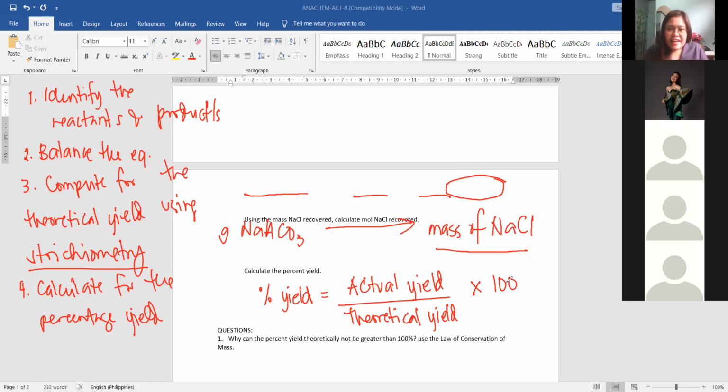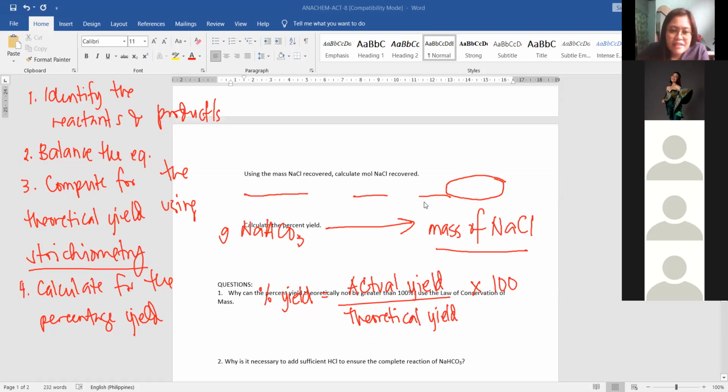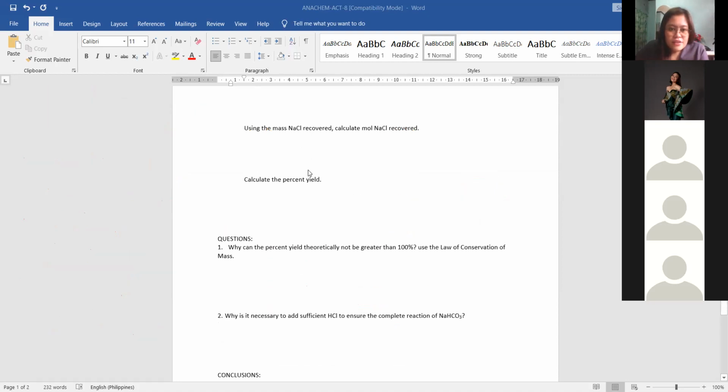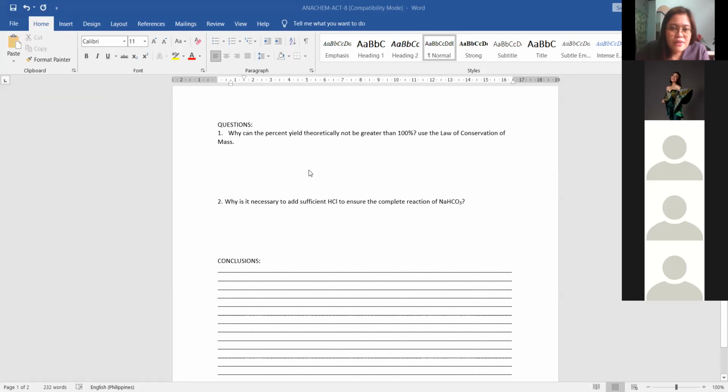Okay? Again, you need the actual yield. It's already given in the problem. And then for the theoretical yield, remember you have to compute it using stoichiometry. And then times 100. After computing for the percentage yield, please answer the following questions. Let me delete the writing on the screen. This is being recorded, so I'll be giving you the copy later. So you have to answer the following questions.